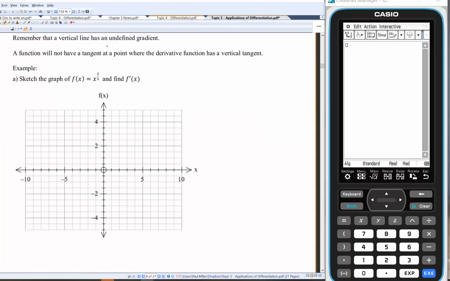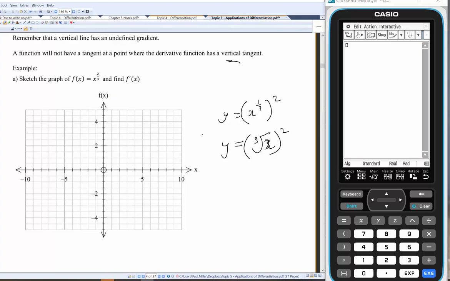A vertical line has an undefined gradient. A function will not have a tangent at a point where the derivative function has a vertical tangent. So like the one before. Okay, so we've got this, which is y equals x to the 2/3. This is again an interesting function here. They do give us these ones quite often in Methods. So this again is third root squared, the third root of x squared.